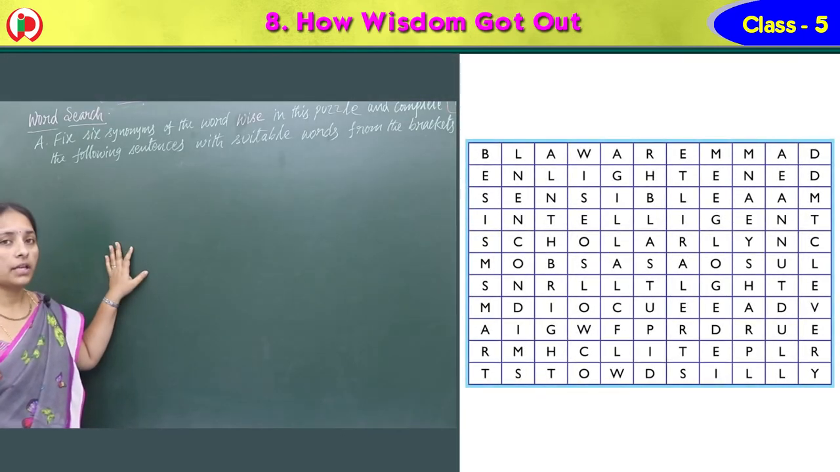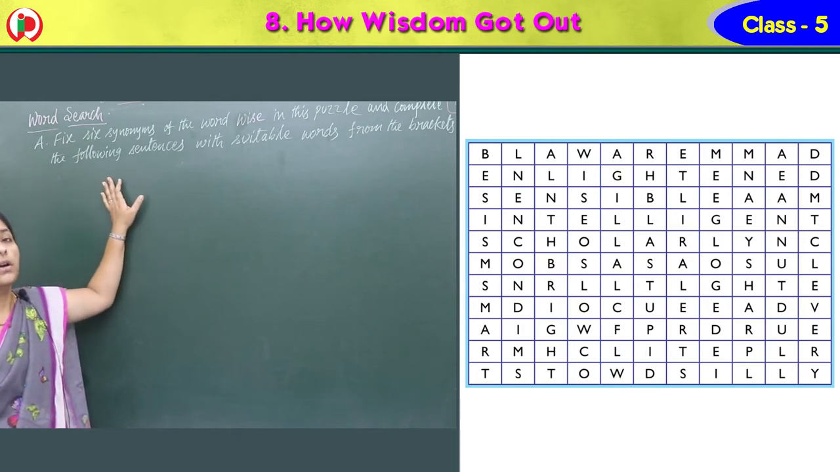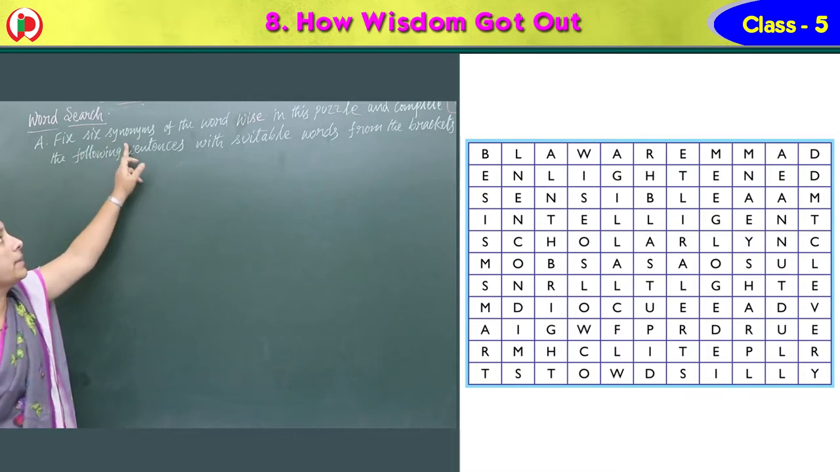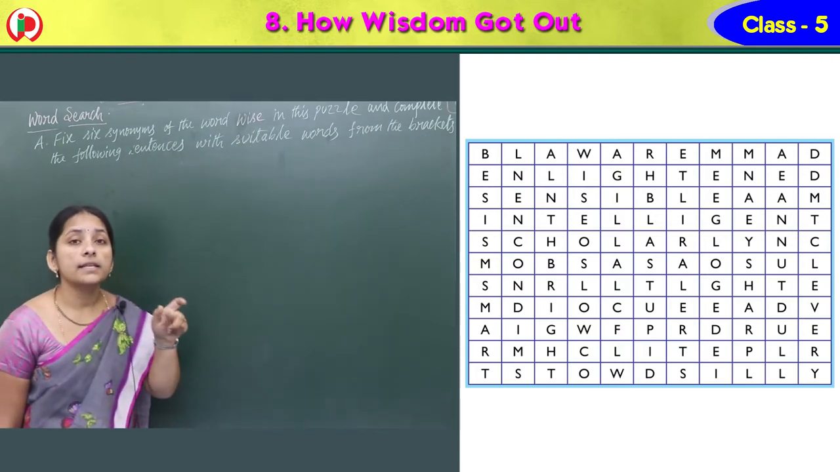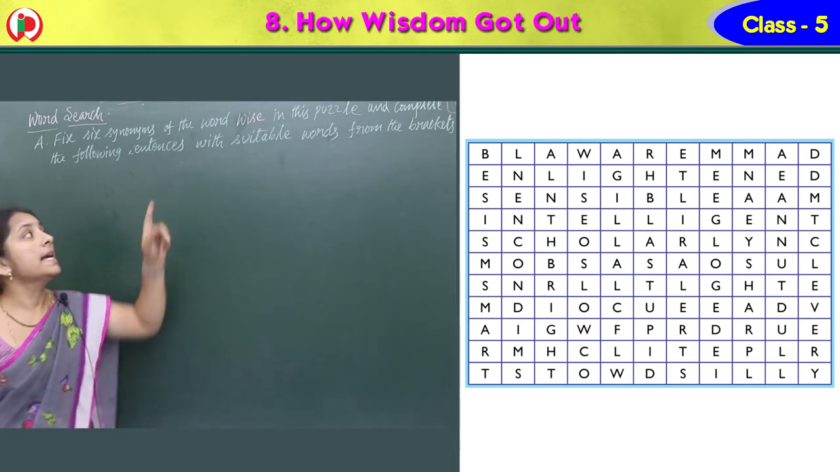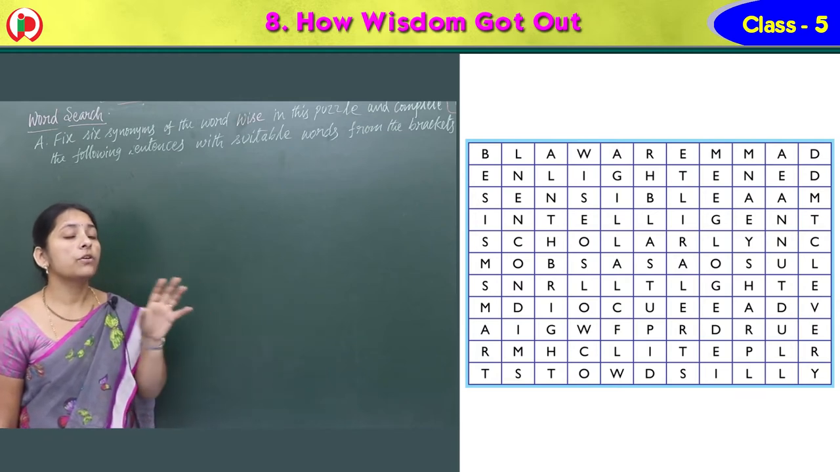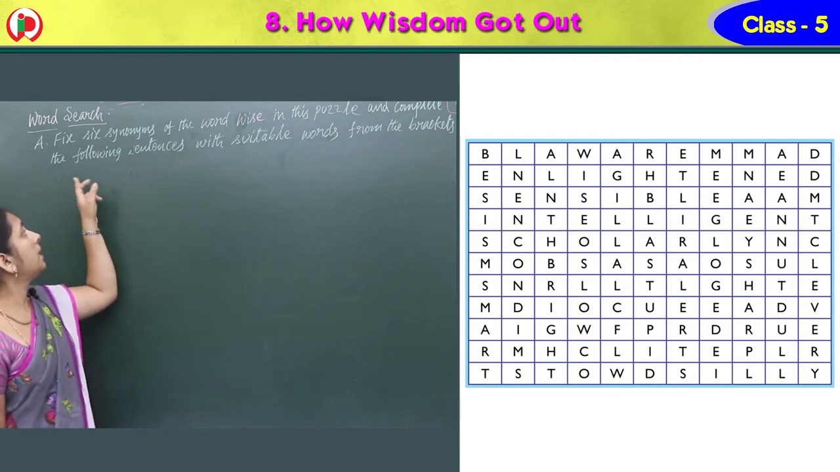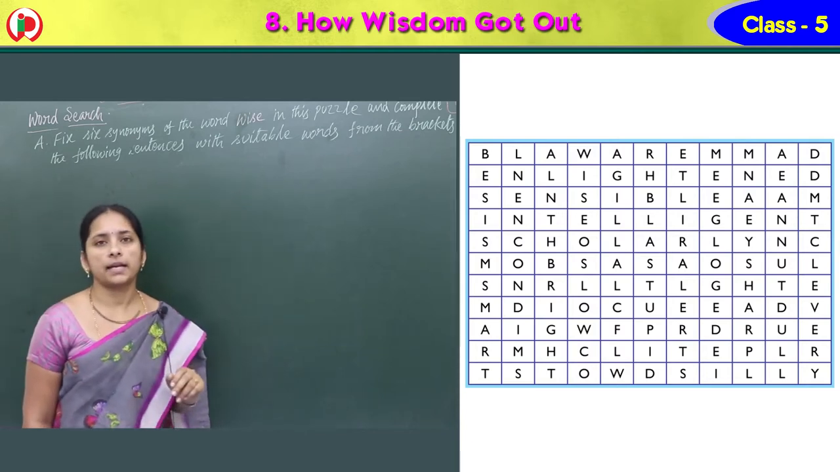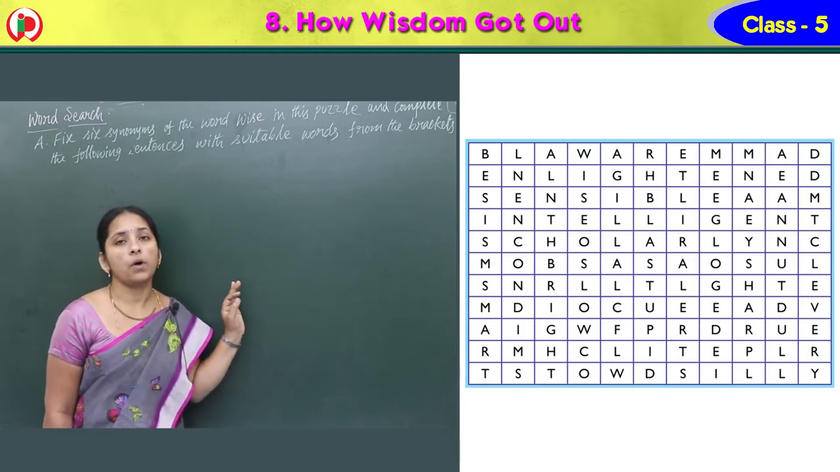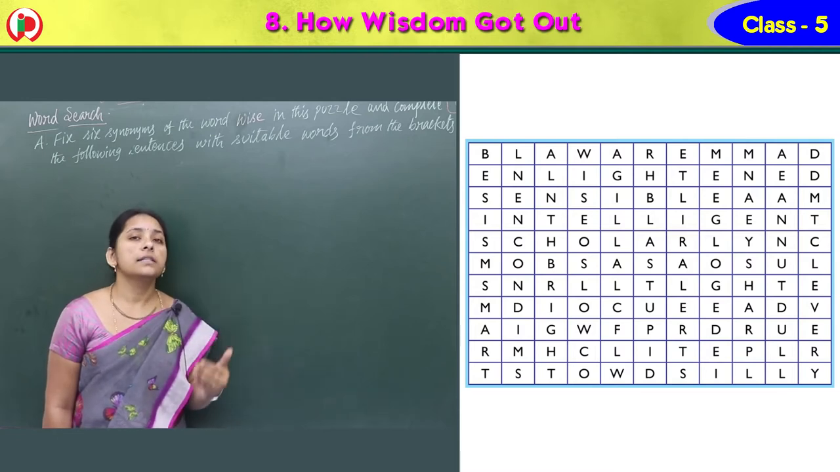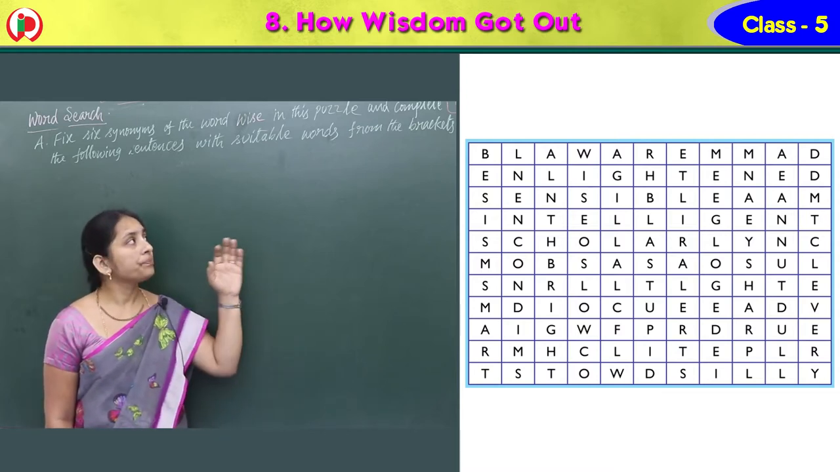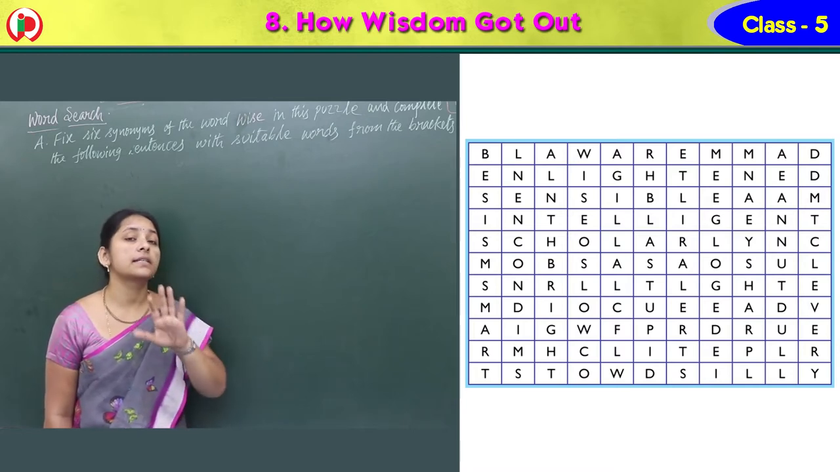See, children, the next one after the question answers, we have the word search. What do we have in the word search? First one, fix six synonyms. Synonyms, you know, meanings. So six meanings of the word wise we should find in this puzzle. And complete the following sentences with suitable words from the brackets. First we should find six synonyms of the word wise, and then we should write the answers. In the sentences, they have given the options, with that you can write.